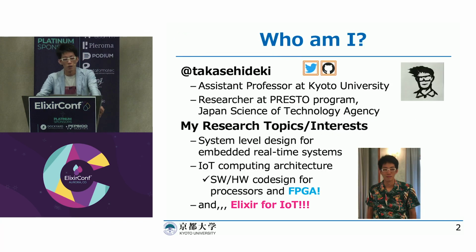I am an assistant professor at Kyoto University. My major research topic is system-level design methodology for embedded real-time systems, especially for co-design of processors and FPGA. And I also have a great interest in Elixir for IoT, especially the Nerves project.